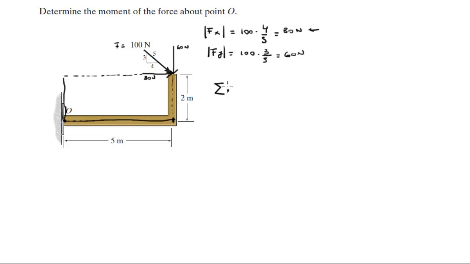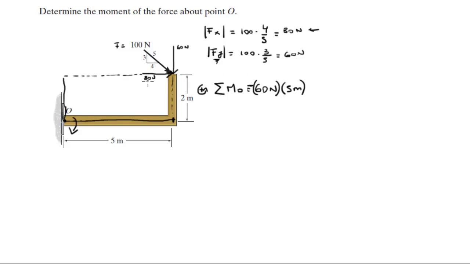So the sum of the moments around point O are, first you've got the y force right here, so it's 60 newtons times the lever arm, which is given over here, 5 meters. Since what we're doing is positive when it's going counterclockwise, if the lever arm was hit by the force, it would move down. Therefore, it's negative.